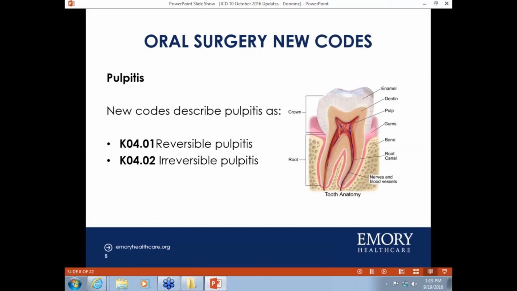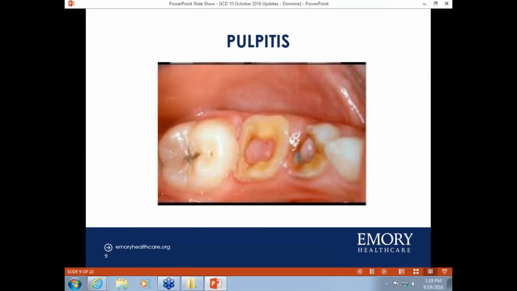There's a thing called pulpitis, and that's an inflammation of the nerve and blood vessels in the tooth. This area here gets infected and inflamed. And they actually didn't have a code. The new code says it can be reversible or irreversible, and it was never described that way before. And this is what it winds up looking like when it comes through the tooth like that.